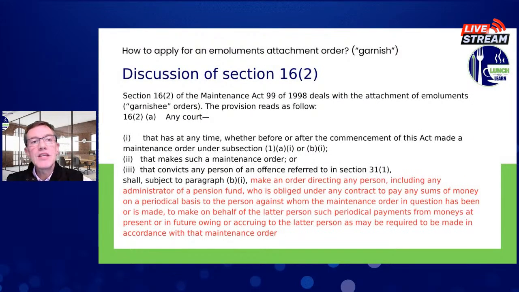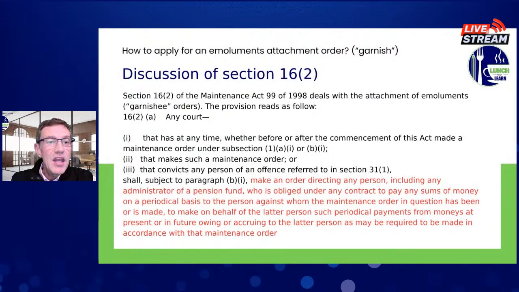So now we come to Section 16.2. Now we've got nothing to do with arrears. Forget about arrears. If you think about arrears, you think about Section 28 with the provisions that allow you to get a garnishee order. But Section 16.2 of the Act deals with attachment of emoluments or garnishee orders, and it reads as follows.